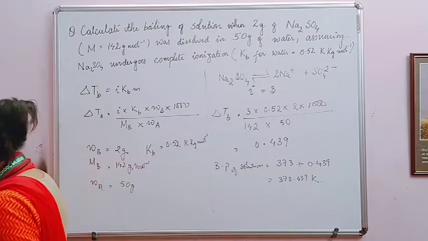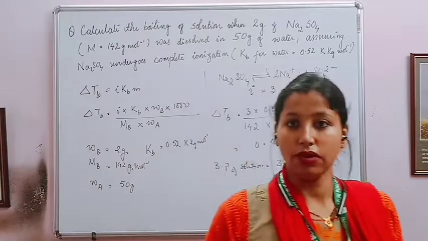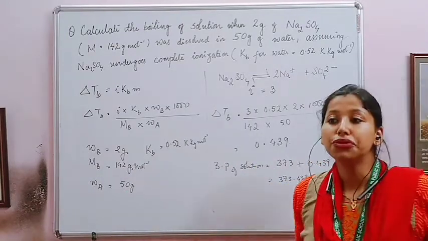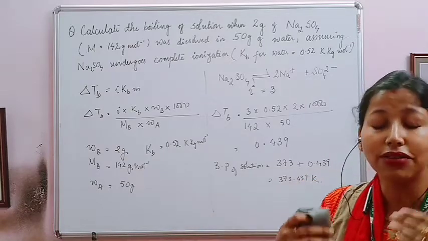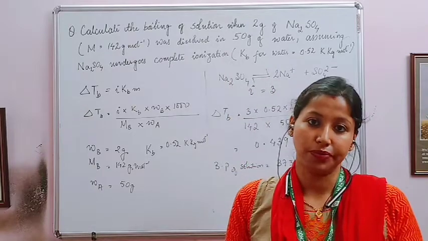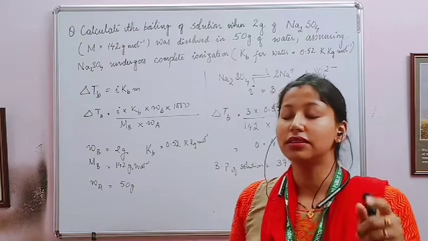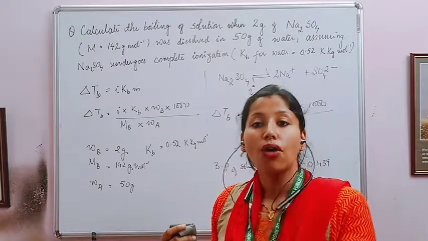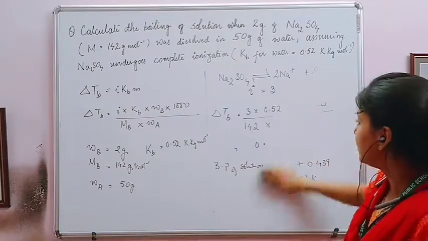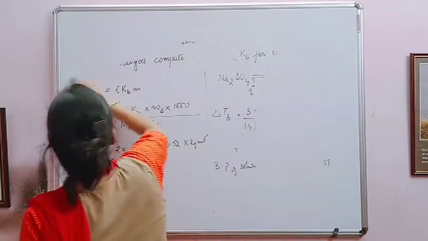Now, there is an extension to the Van 't Hoff factor. Like how the Van 't Hoff factor can be used to find out the extent of dissociation or association of a solute. This is done with the help of degree of association or degree of dissociation. Let's see what is degree of association and degree of dissociation.